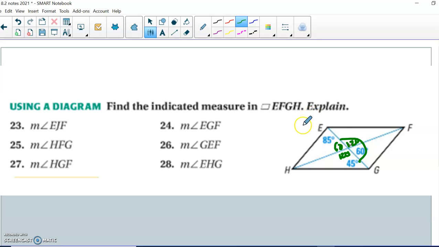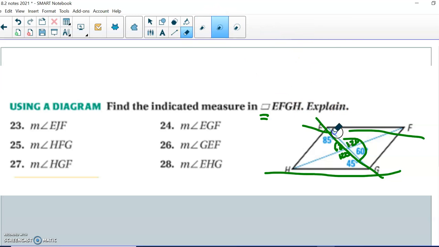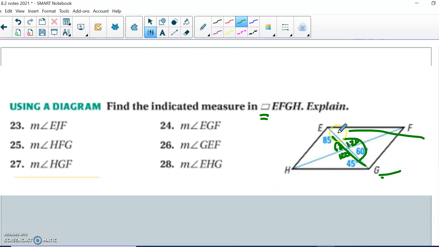I know I have 2 parallel lines cut by a transversal because I'm given that this is a parallelogram. That's what that symbol means. So I can carry this 45 up here. Just make room for it. So alternate interior angles, I can carry that 45 over to here. And I can carry the 85 over here. These are parallel lines cut by a transversal, so I also know this angle is 85.